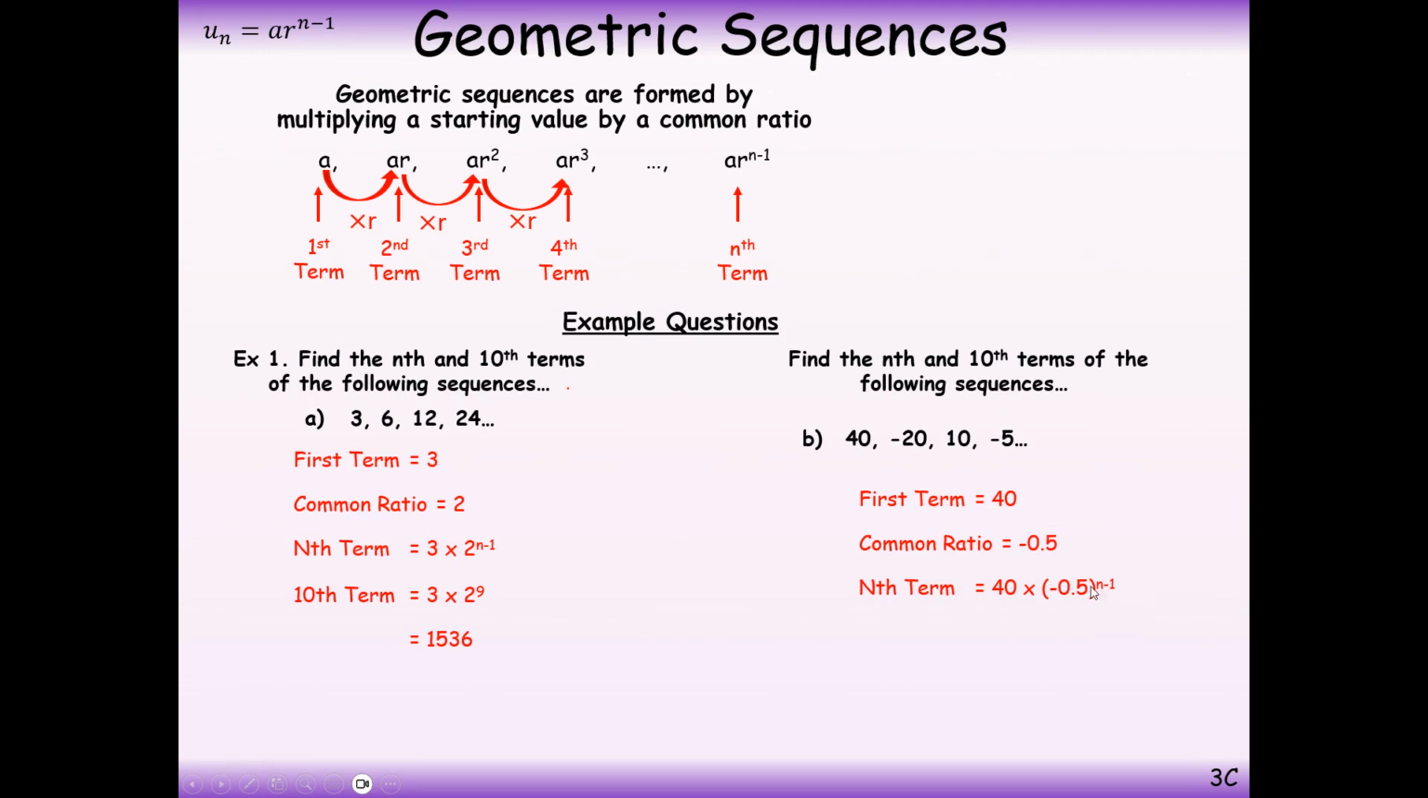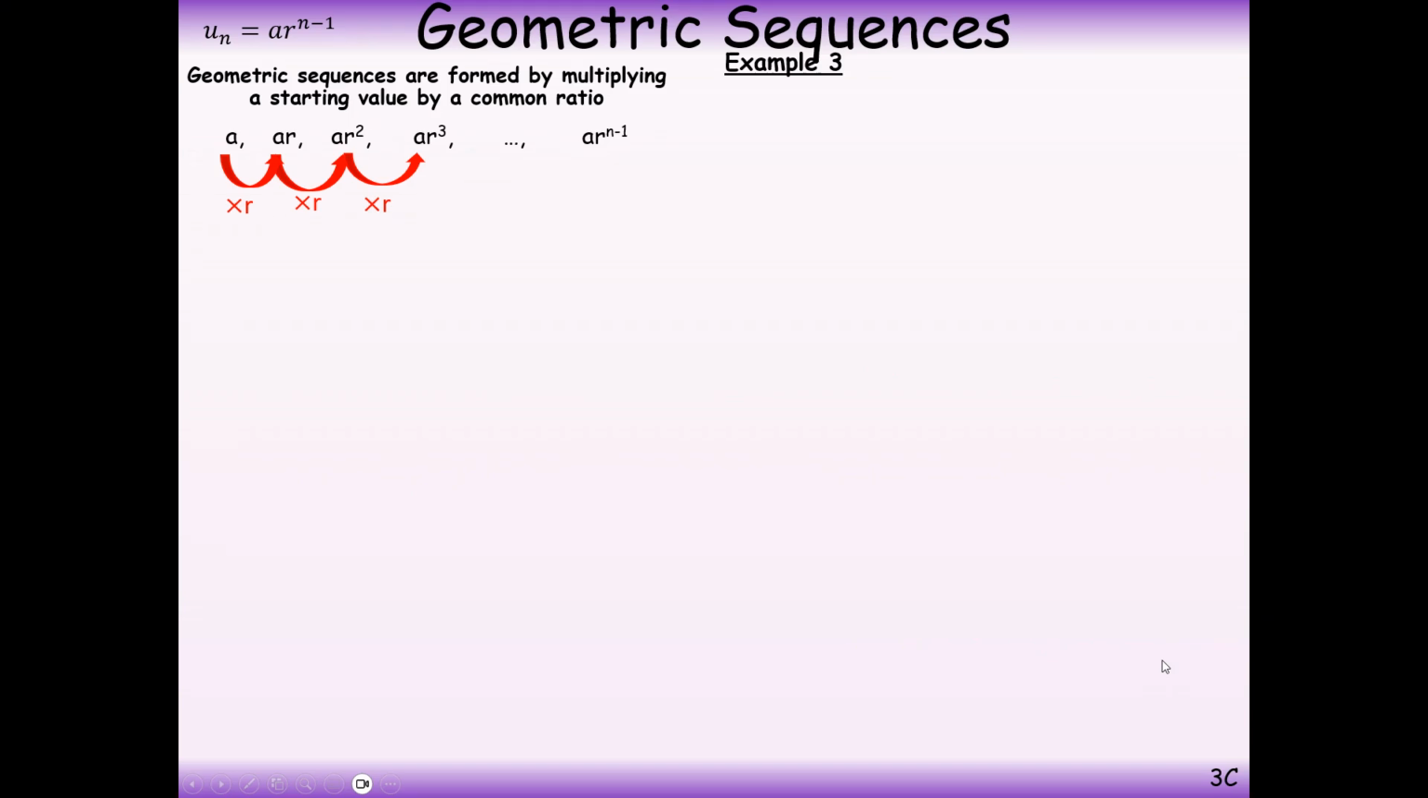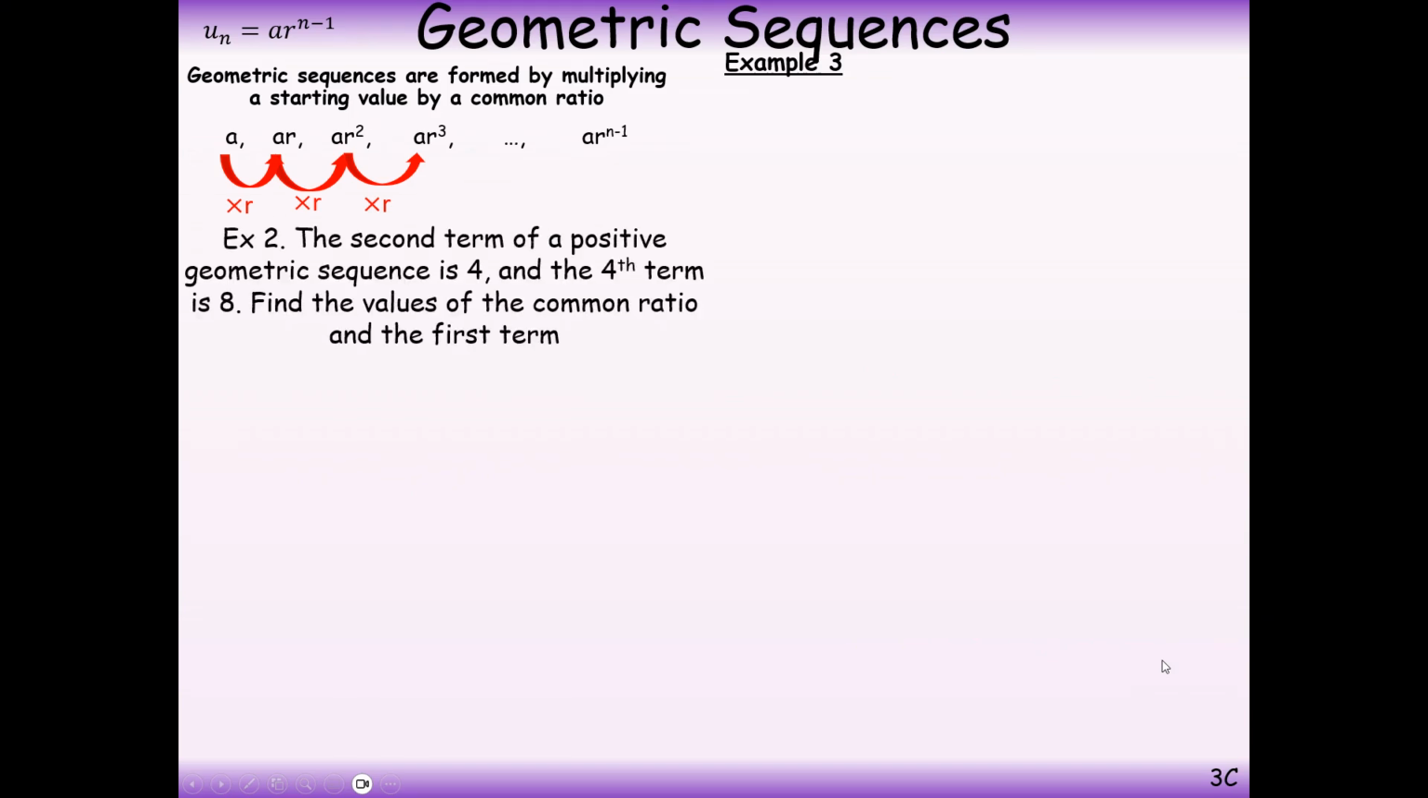So we use the same formula again. Because we're looking for the 10th term, the n value will be 10. 10 minus 1 is 9. So you put this into your formula in your calculator and you get such fraction. Let's look at another example.